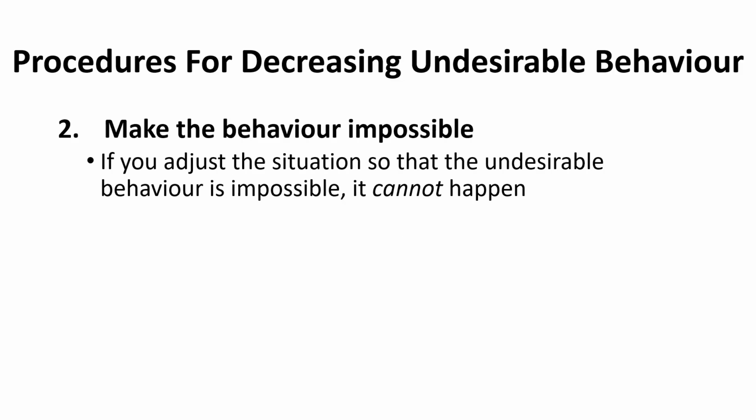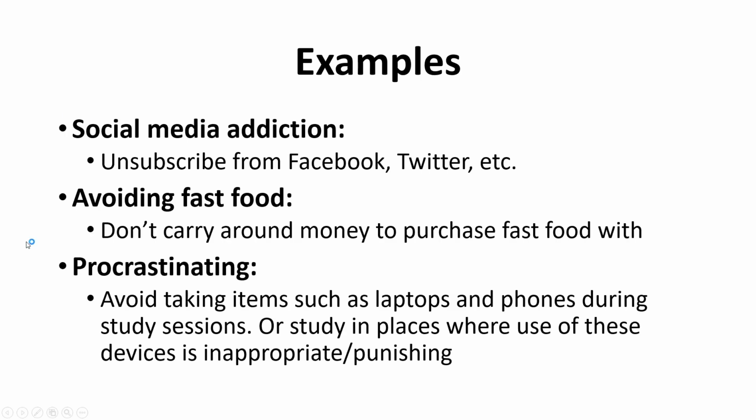For our second option, we can simply make the behavior impossible. If you adjust the situation that you're in or the environment that you're in so that the undesirable behavior is impossible, then by the very definition of that, the behavior cannot physically happen. So for examples, to clear this one up a little bit, if you have problems with social media addiction, if you unsubscribe from social media, if you don't have those apps on your phone, then you can't spend hours and hours scrolling through those apps on your phone because you physically don't have them.